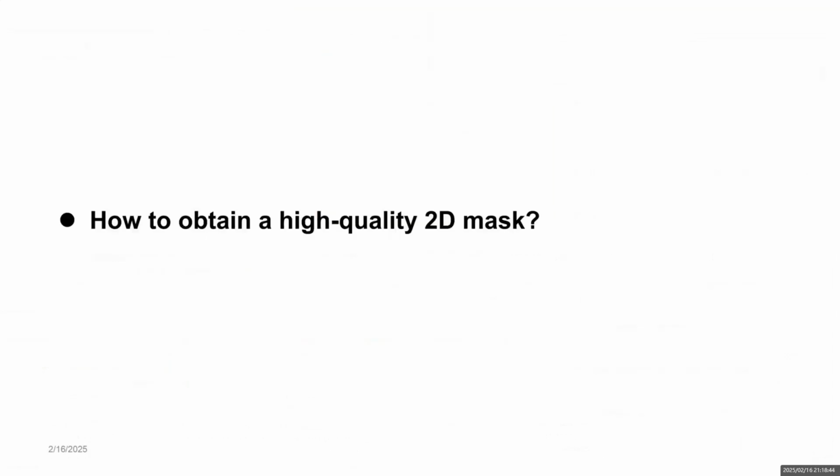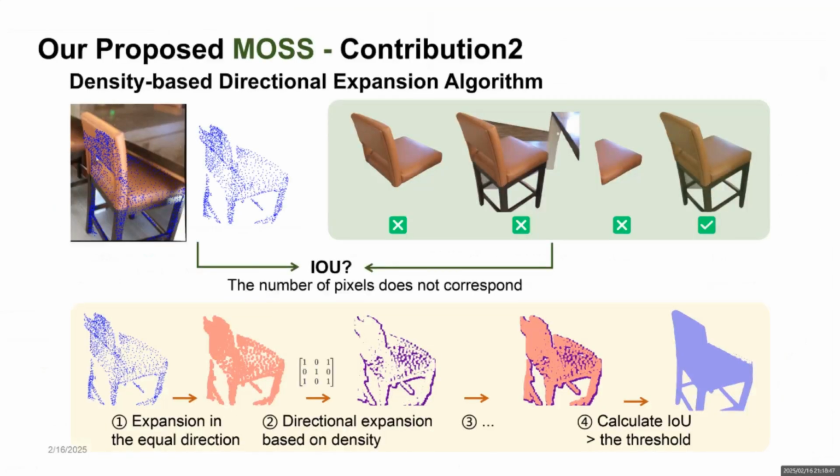Then, how can we obtain a high-quality 2D mask? Our goal is to obtain a 2D mask that closely matches the 3D mask, meaning the 2D mask needs to tightly align with the points projected onto the 2D image. The intersection over union metric can effectively measure the overlap between the two regions, helping to determine when a high-quality 2D mask has been obtained. However, the number of pixels corresponding to the SAM mask and the scattered points are inconsistent, rendering such calculations ineffective. Additionally, other contour detection algorithms, such as the convex hull algorithm, struggle with contours of varying shapes.